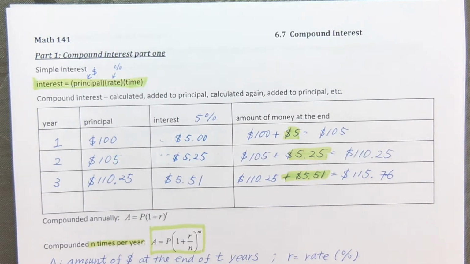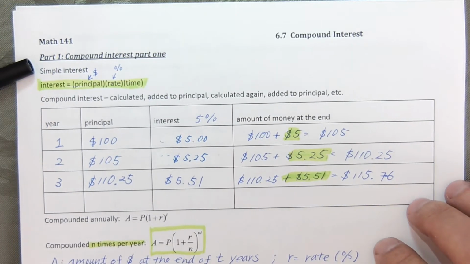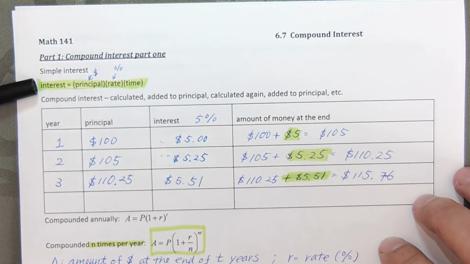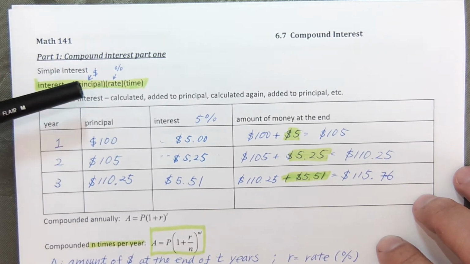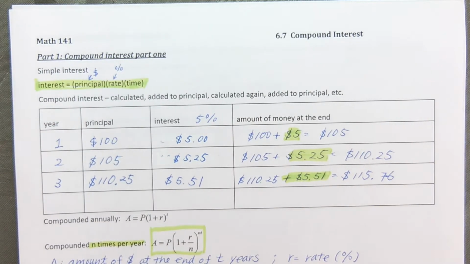Hey everybody, for this video we will be talking about compound interest. There'll be some application problems and I will be showing you how to use your calculator. And I want to start out with two different types of interest. We first have simple interest, which is just the interest equals P times R times T. So that's very simple interest.